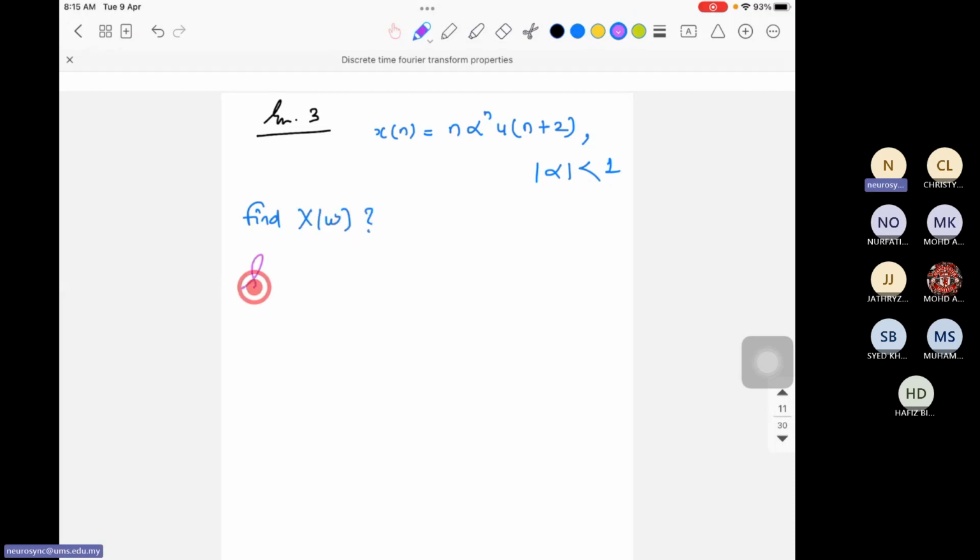Okay, now how to solve this? Now we know alpha to the power n u of n. What is the DTFT of this? If you solve this, you will get 1 divided by 1 minus alpha e to the power minus j omega.